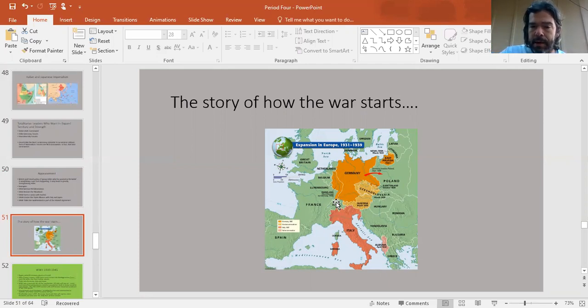This territory between the Rhine River and France is called the Rhineland. This was essentially meant to be a demilitarized zone. The only reason Germany would ever have troops in the Rhineland would be to attack France. That's the only reason. So that was why this was part of the treaty. You can't have troops here. You can't threaten France. In 1933, not long after he became chancellor, Hitler marches troops into the Rhineland.